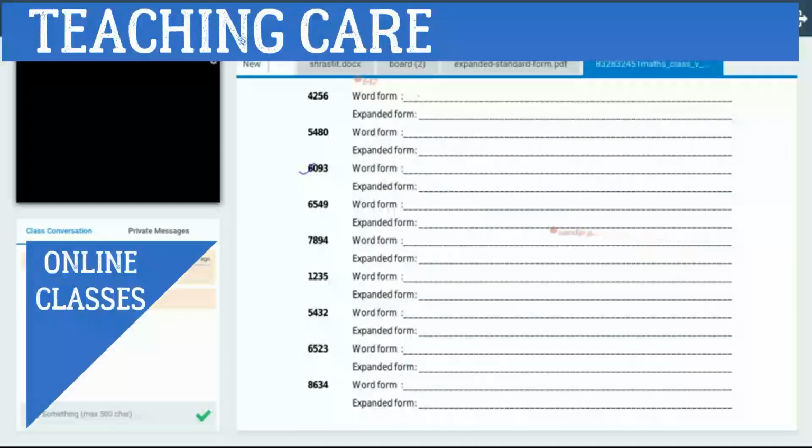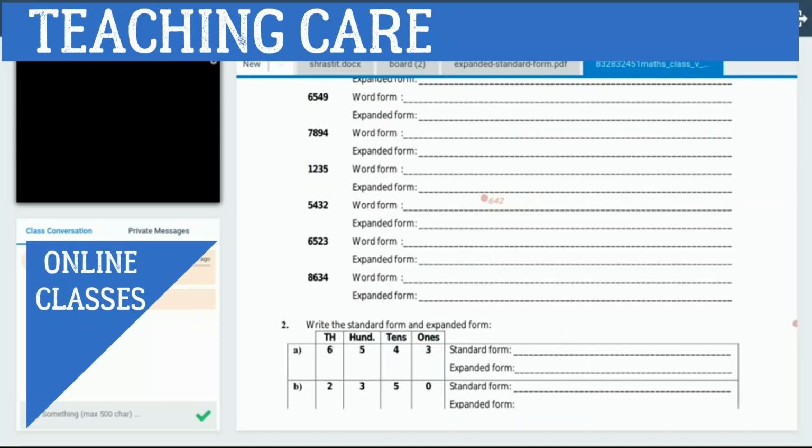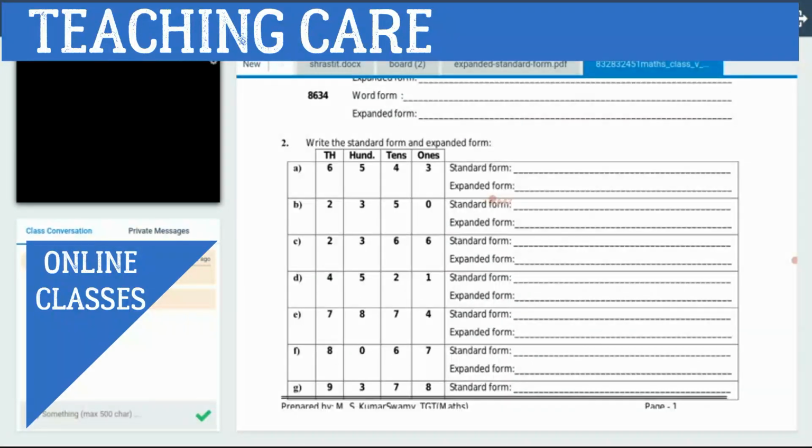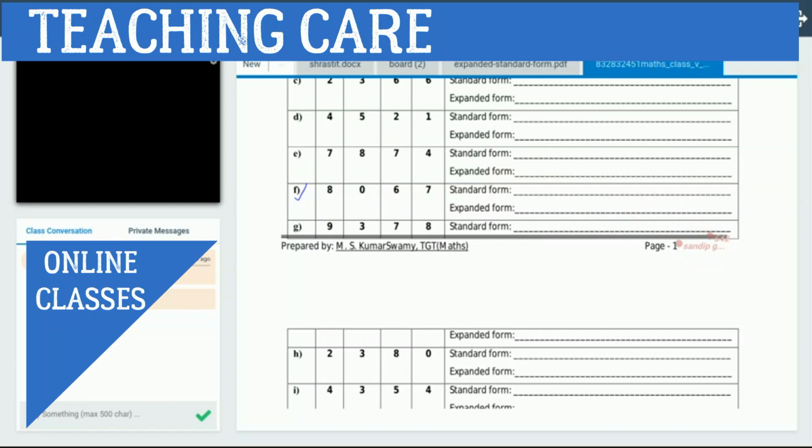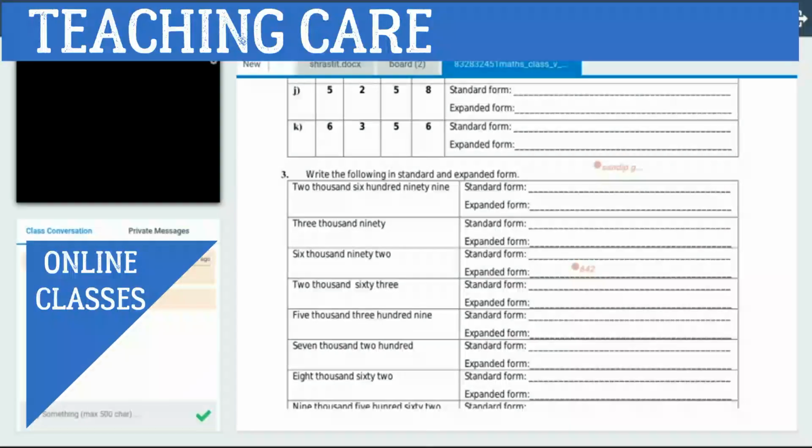Miss, I wrote it. Oh, okay, it's coming late for me. Sorry. Okay. Next, 1 minute. Write the standard form and expanded form for this. Okay, 1 minute. Let me give the number. Just try with F. Okay. 6, 7. And the expanded form. 8,000 plus 60 plus 7. Yes. Okay. 1 second.